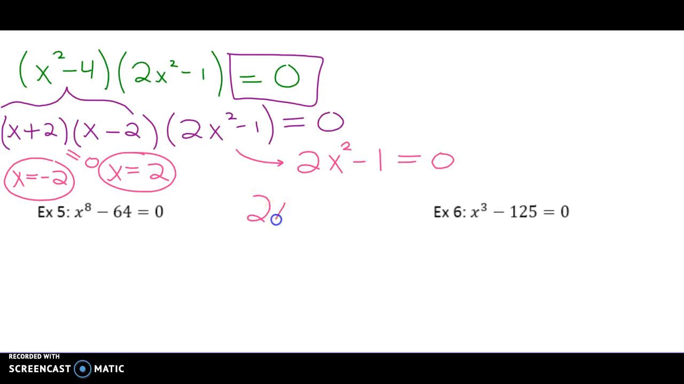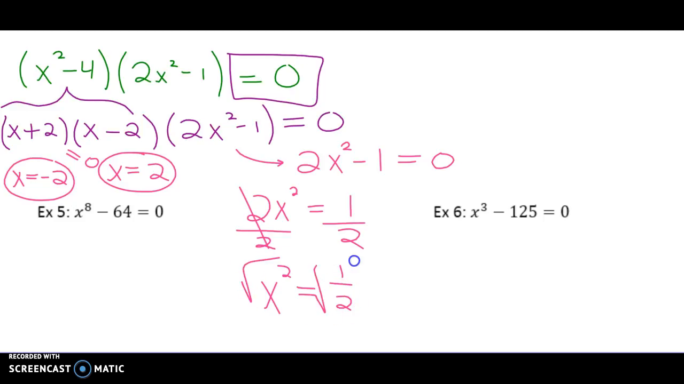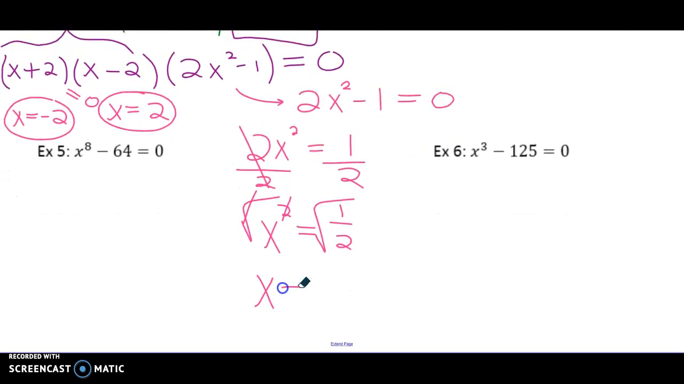So we need to go back to algebra 1 and add the 1 over. Divide by 2. And then square root both sides. And how many answers does an even root have? 2. Plus or minus. Now, I'm not going to reduce radicals right now. Technically the square root of 1 over 2 is the square root of 1 over the square root of 2. What's the square root of 1? 1 over the square root of 2.